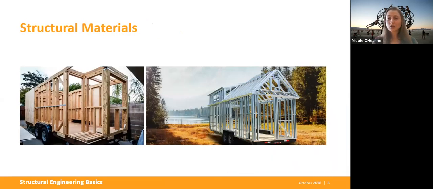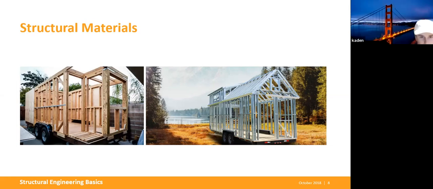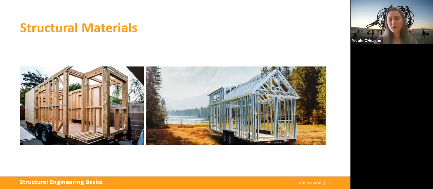And there's a lot of different materials that you can use to get that finished product. Here are two examples of tiny homes. So can someone tell me what the material on the left is? Mostly wood. Yeah, it's called wood or timber. And so those are timber studs that are used to build that tiny home.